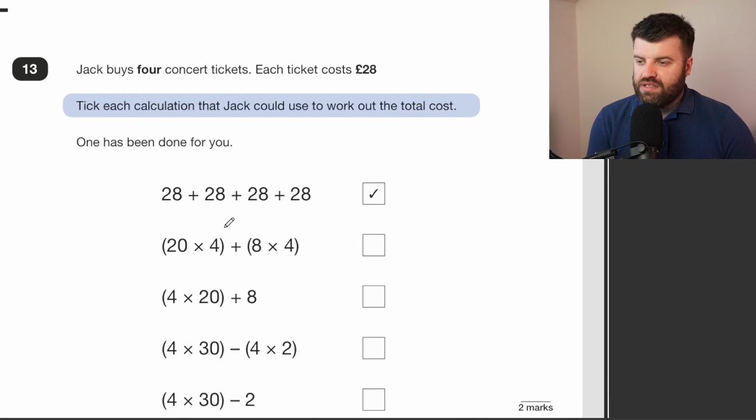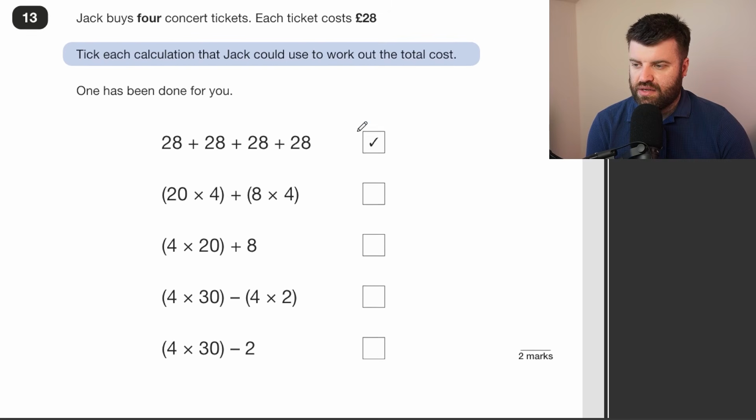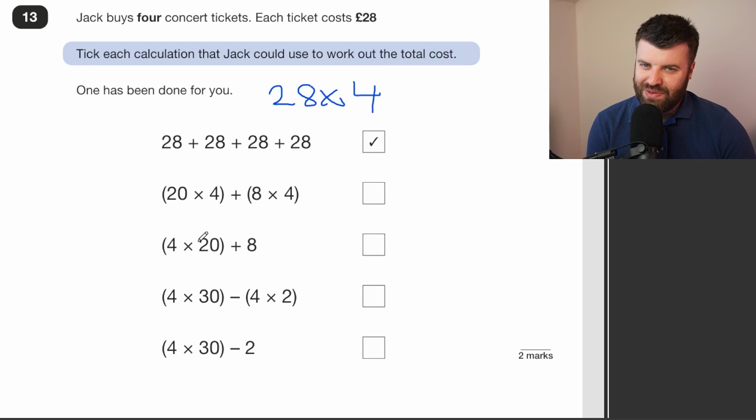Jack buys 4 concert tickets, and each ticket costs £28. Tick each calculation that Jack could use to work out the total cost. The first one's been done for you. Of course, we could just do 28 4 times and add them up. So essentially what we've got here is 28 multiplied by 4. But of course, that's not an option. It's been made more complicated than that. Let's see which of these is equivalent to 28 times 4.